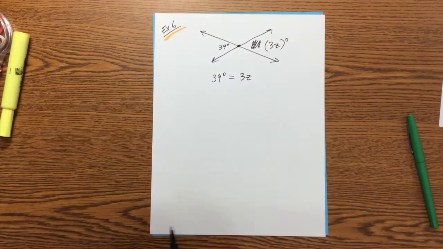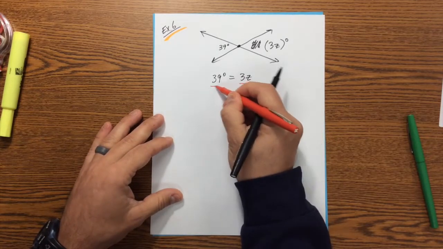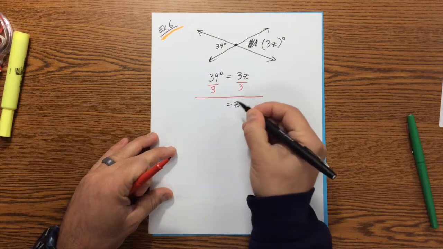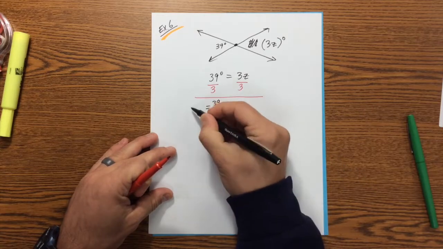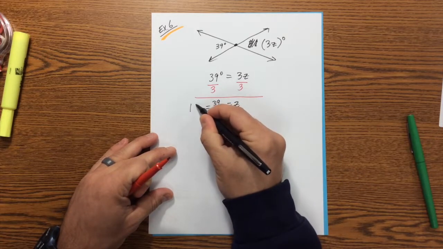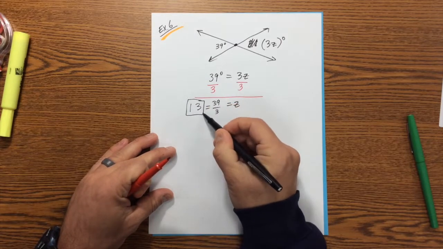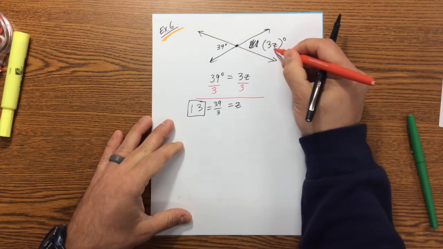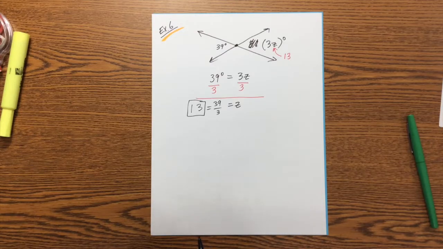Well, how do I figure out what the z value is? Simple. I divide both sides by 3, right? And what I'm going to get is z equaling 39 divided by 3, which is what, guys? 3 goes into 3 once, 3 goes into 9, 3 times. So the z value is 13. That's what this value right here is, 13. That's what it's asking you for.